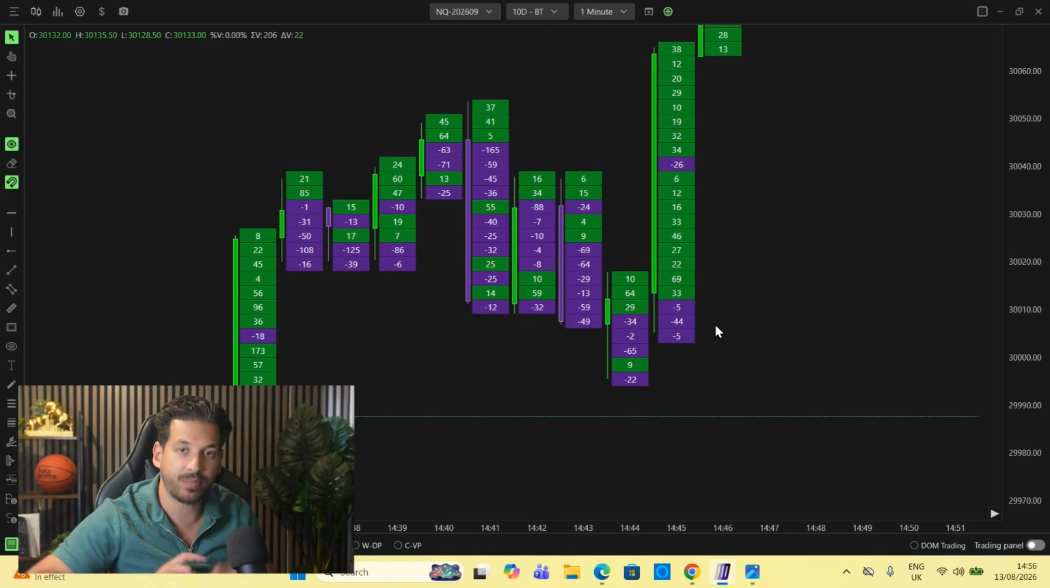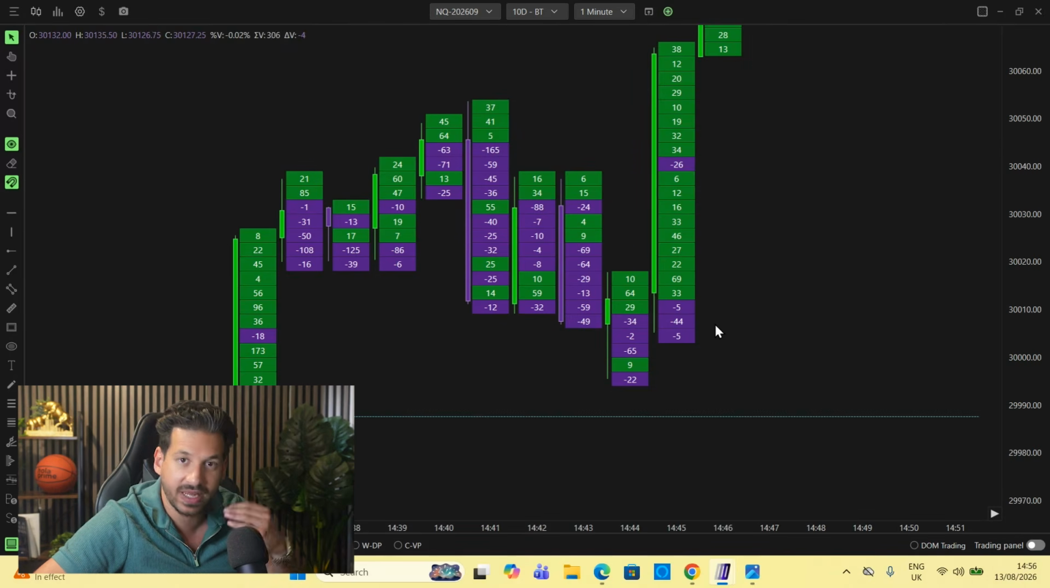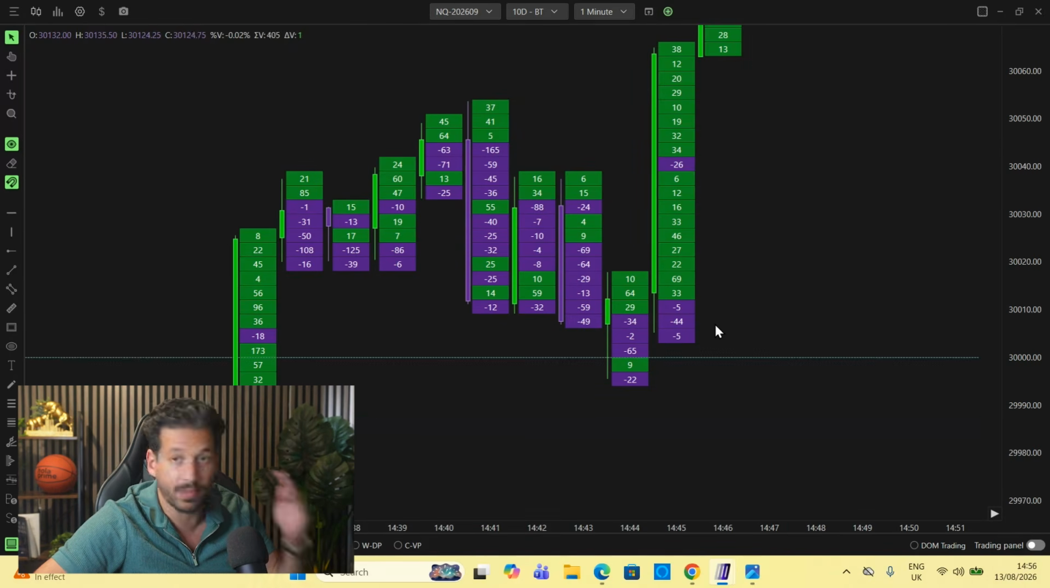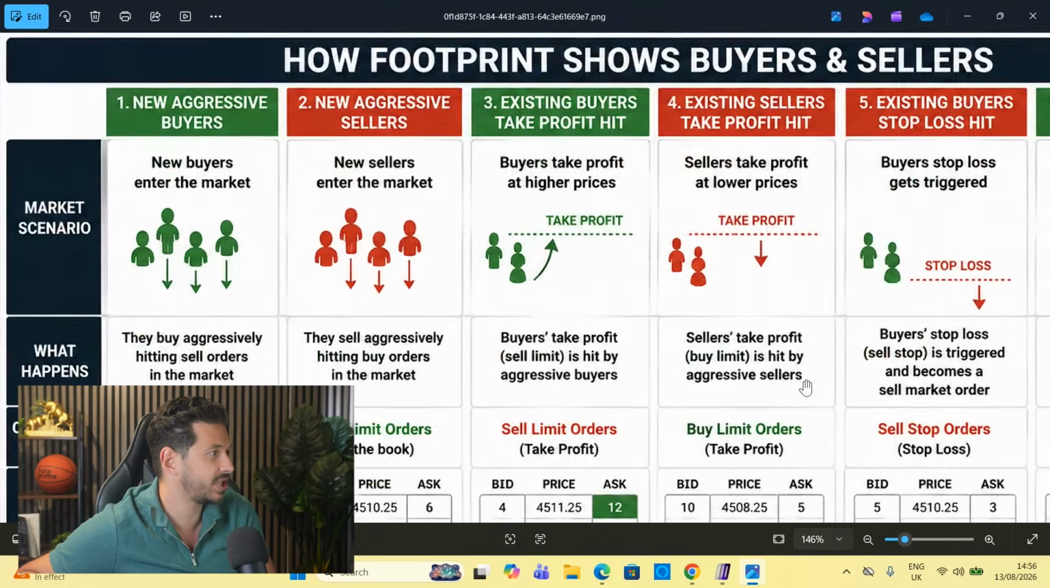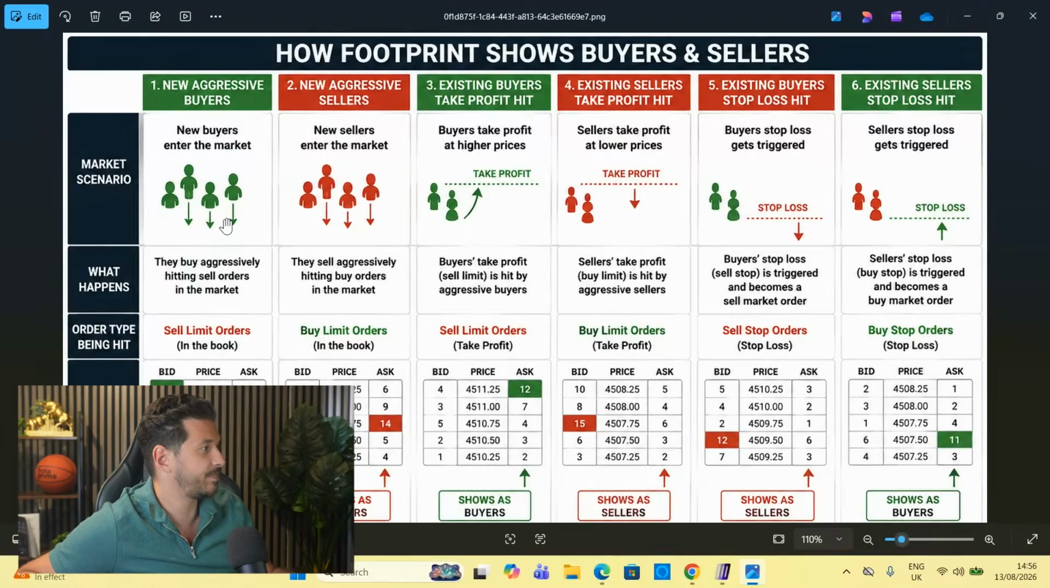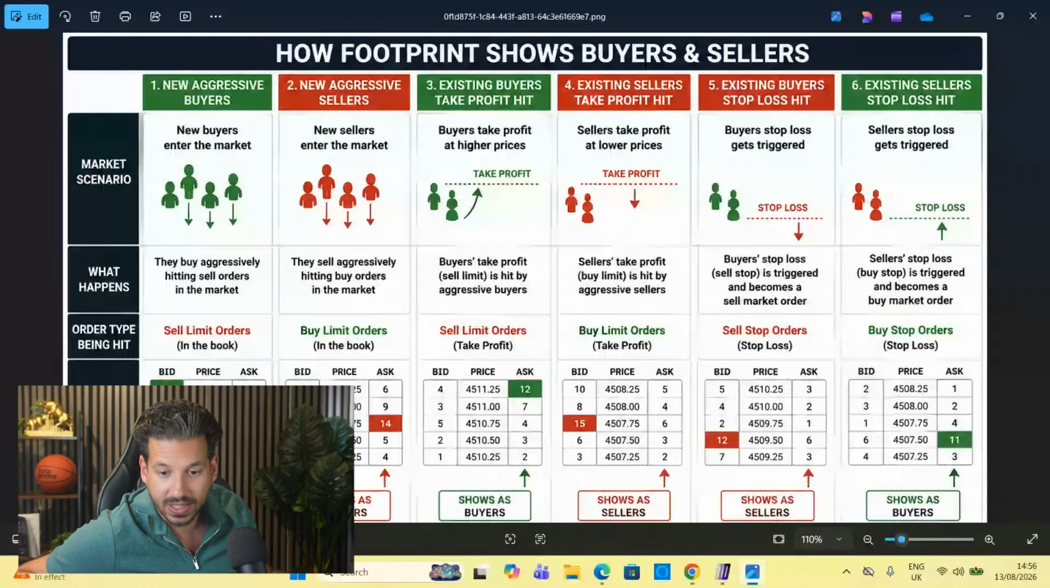Okay, so now I want to break down what aggressive participants are. I explained how market execution, people who are using market orders, people who are getting in aggressively, but that's not the full picture. Let me pull up an image for you. This is something I had created. Now, if we go to the top left, okay, it shows us what it is.